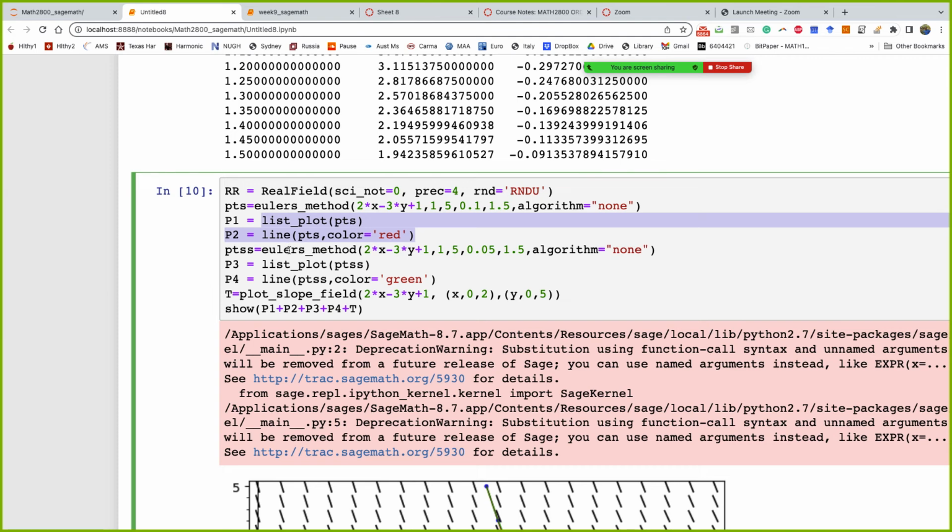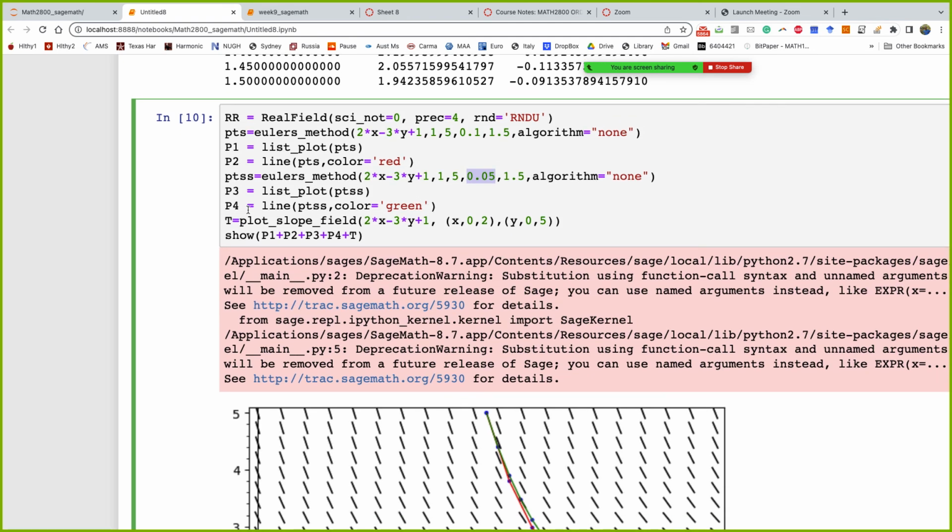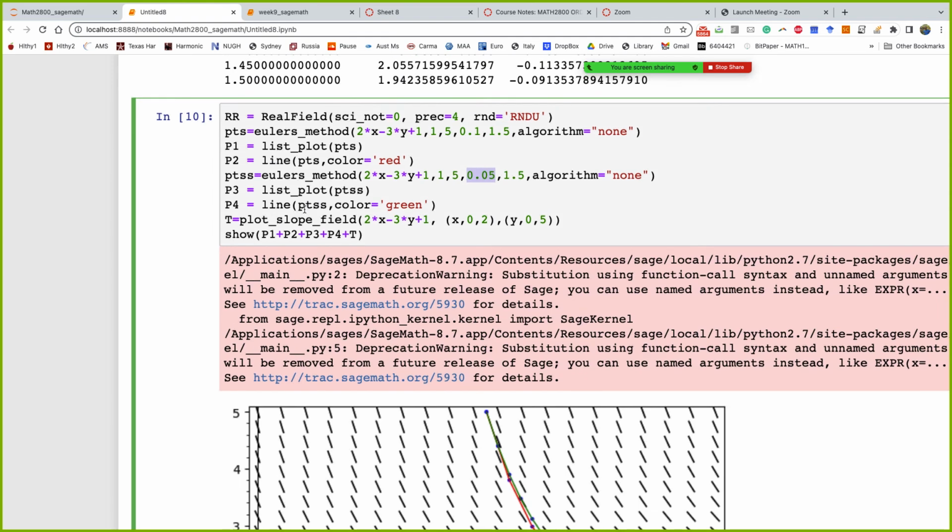The other thing is we can use a different step size. Here it is 0.1, and if you remember, we did it for 0.05. Now the important thing is that with this function here, plot slope field, you can plot the vector field in SageMath.